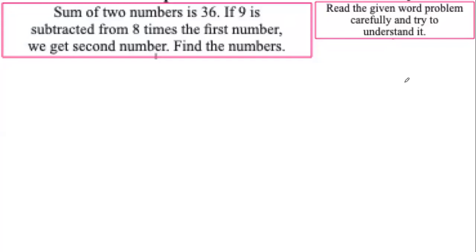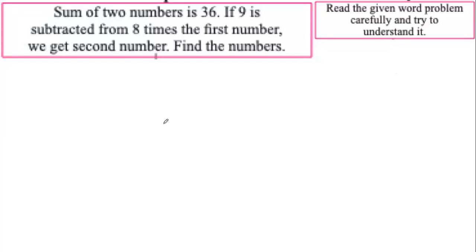The sum of two numbers is equal to 36. And if 9 is subtracted from 8 times the first number, we get the second number. Okay, and we have to find the numbers. Good. Thank you, Tushar.